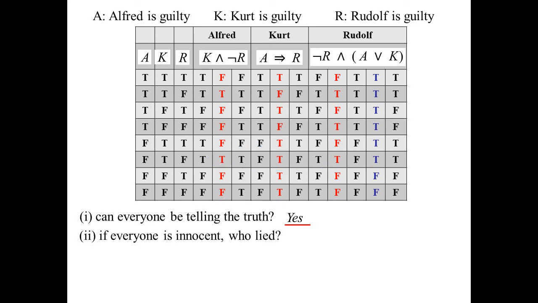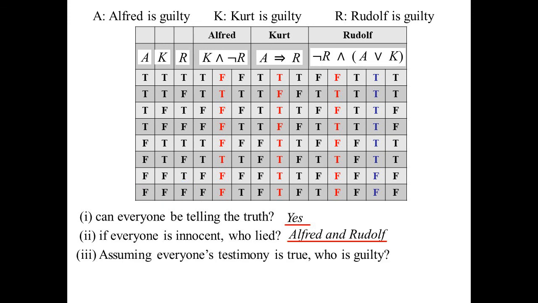If everyone is innocent, who lied? So if everyone is innocent, that would be our false, false, false. So who lied, going along that line? Well, it's Alfred and Rudolph that have come up with a false statement. Assuming everyone's testimony is true, who is the guilty person? So now we're looking at the red ones and we're looking for the line where all are true. So who are the guilty ones? Yes, as we suspected, it was Kurt.